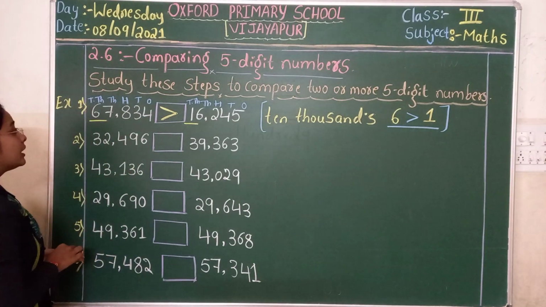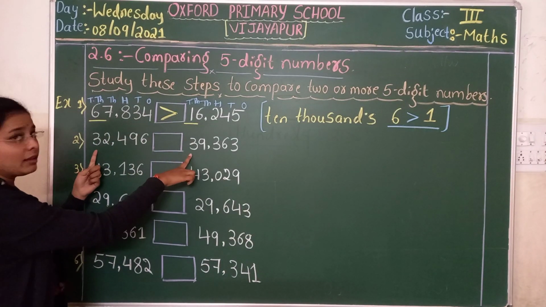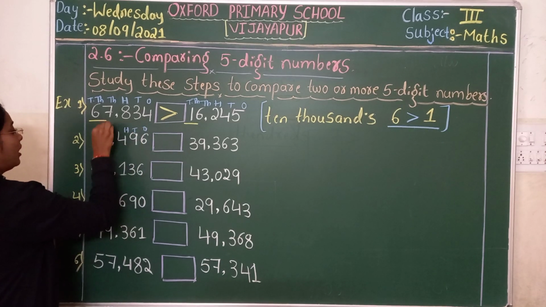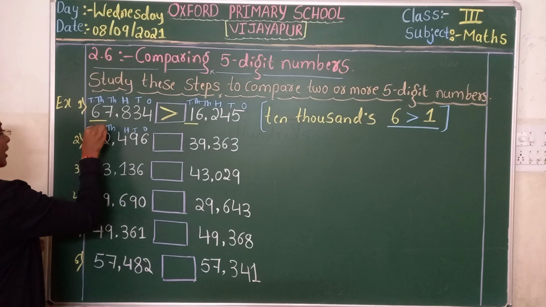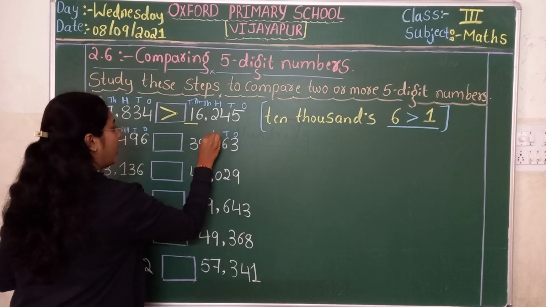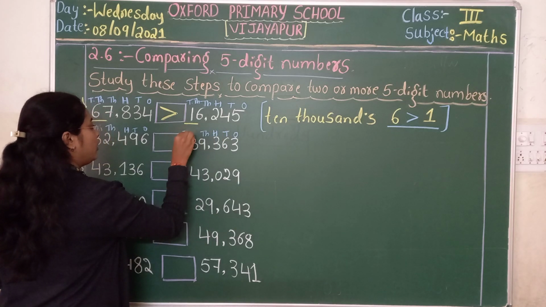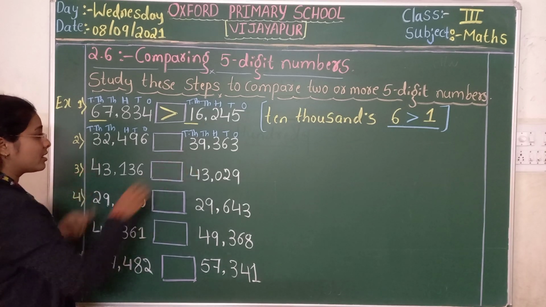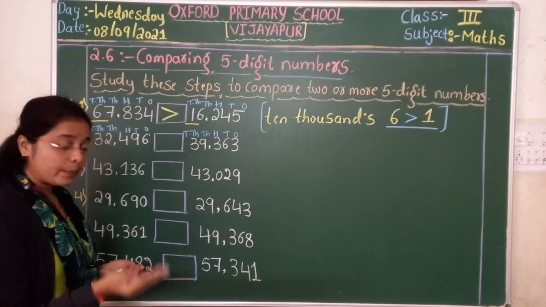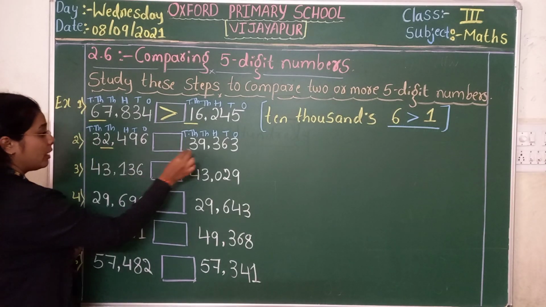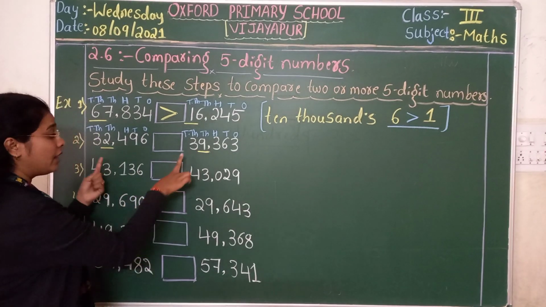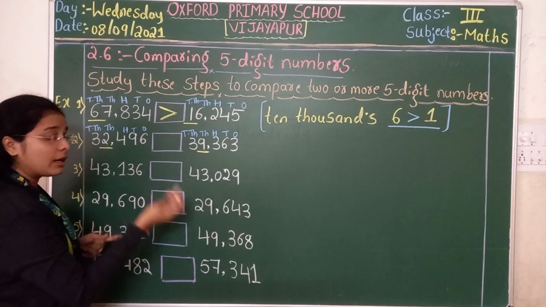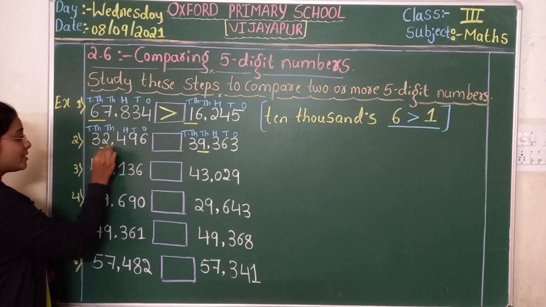Next, if we have the same digit in the 10,000 place, see children, this is ones, 10s, 100s, 1000s and 10,000s. No need to write for every number, just be perfect with the digits. If we have the same digit in the 10,000 place, what do we have to do? We have to compare the next place, that is the thousands place.